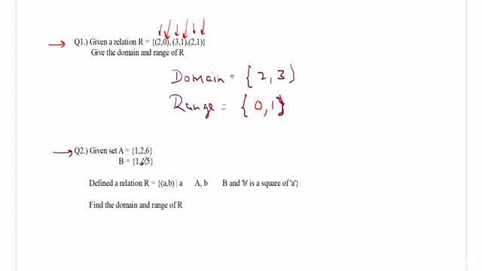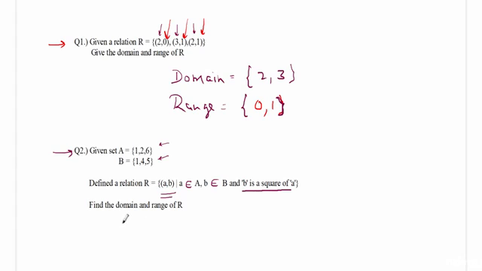Let's do another question. This is an interesting one. Here we are given set A, which has elements 1, 2 and 6. We are given another set B, which has elements 1, 4 and 5. We are defining a relation R here, which contains ordered pairs (a, b), such that a is an element of set A, b is an element of set B, and there is another relationship between b and a, that b should be a square of a. And we have to find the domain and range of R.